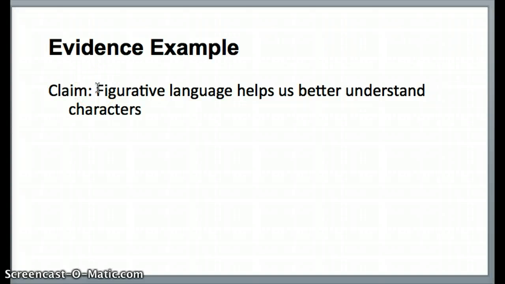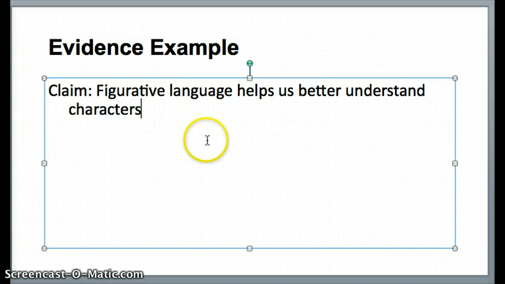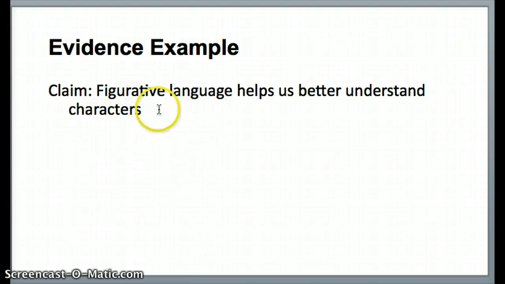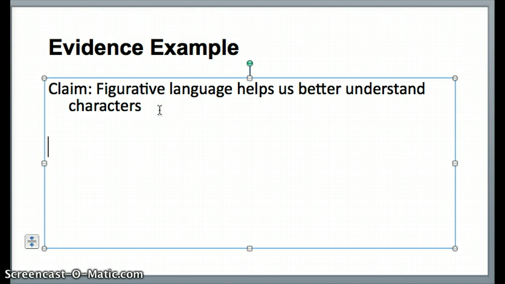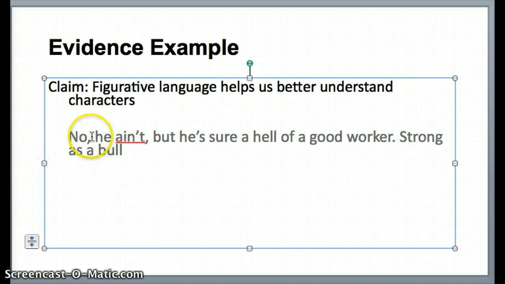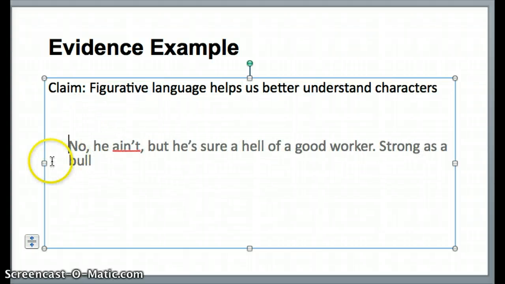Here is my claim. My claim is figurative language helps us better understand characters. Then I'm going to find a quote. Number one, pick a quote that supports this claim. Okay, here's my quote that I found. I'm going to use this one. And I found this in the book. So these are direct words from the book.